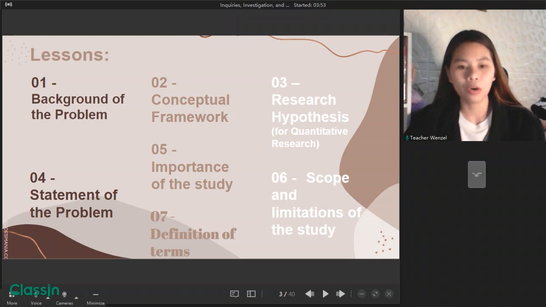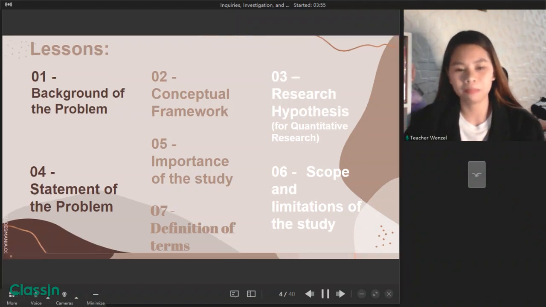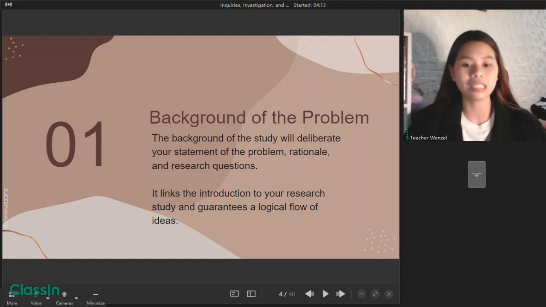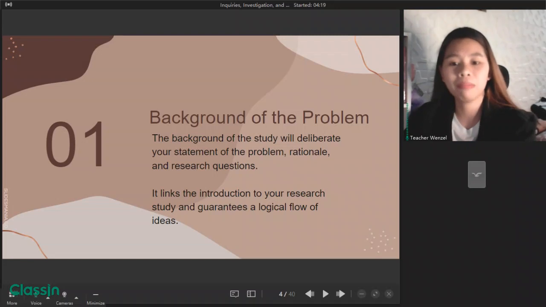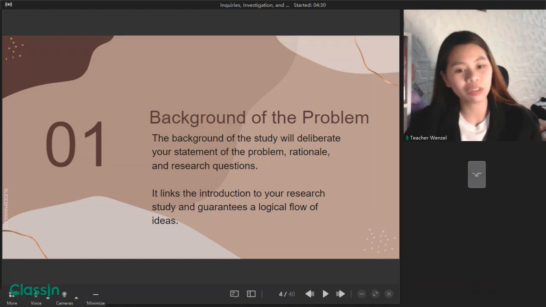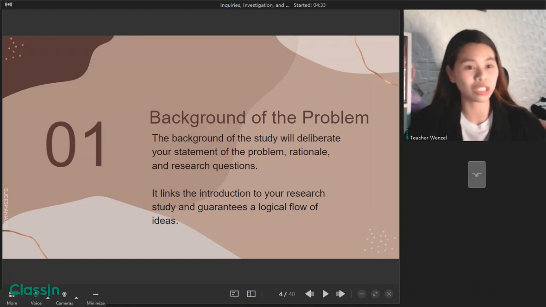Okay, so first, we have the background of the problem. So, the background of the study will deliberate your statement of the problem, rationale, and research questions. It links the introduction to your research and guarantees a logical flow of ideas. It helps readers understand and comprehend your reasons and explanation for conducting the study. So, the background of your study will provide context to the information discussed throughout your research process.